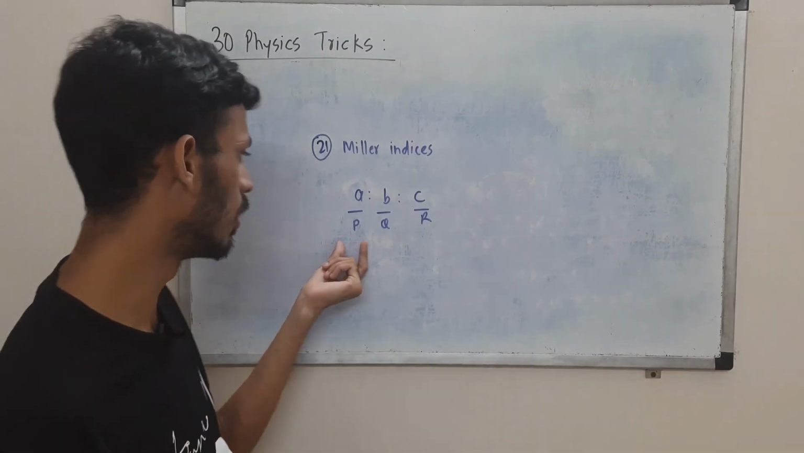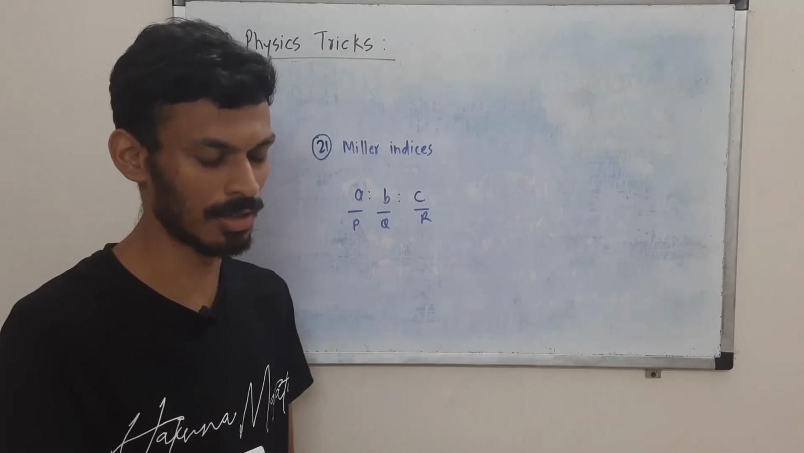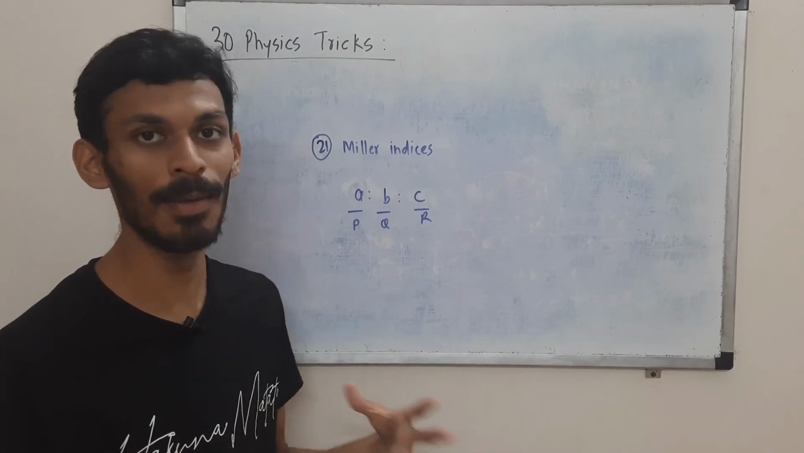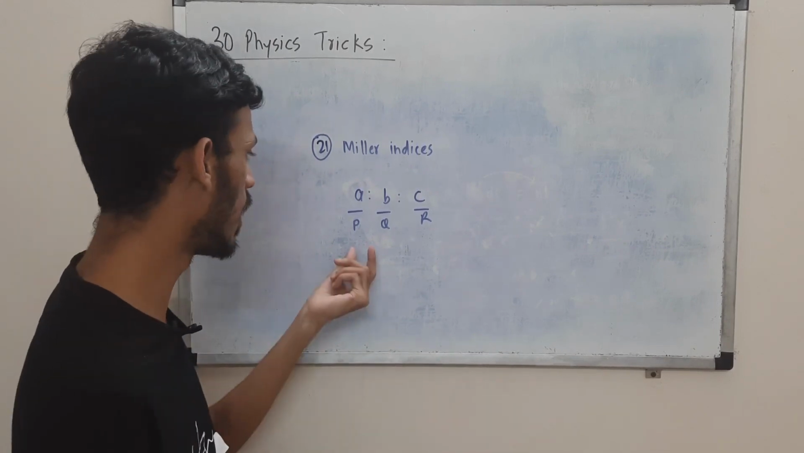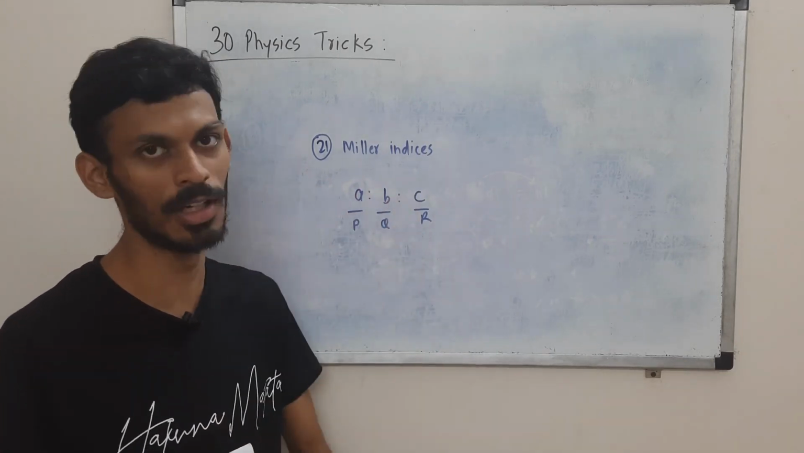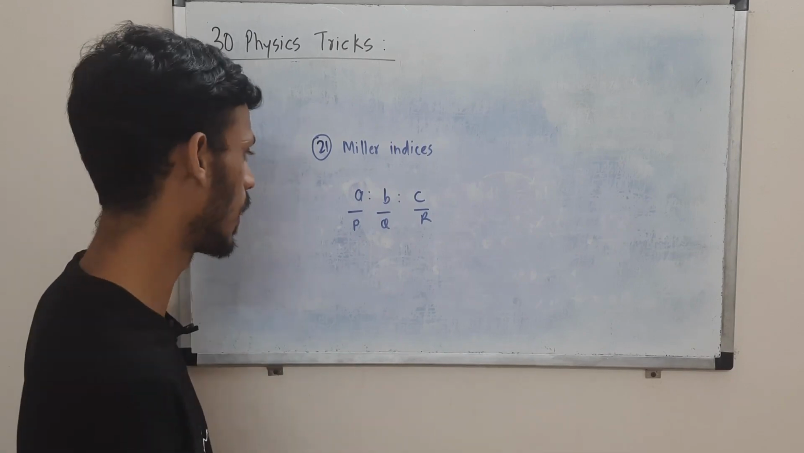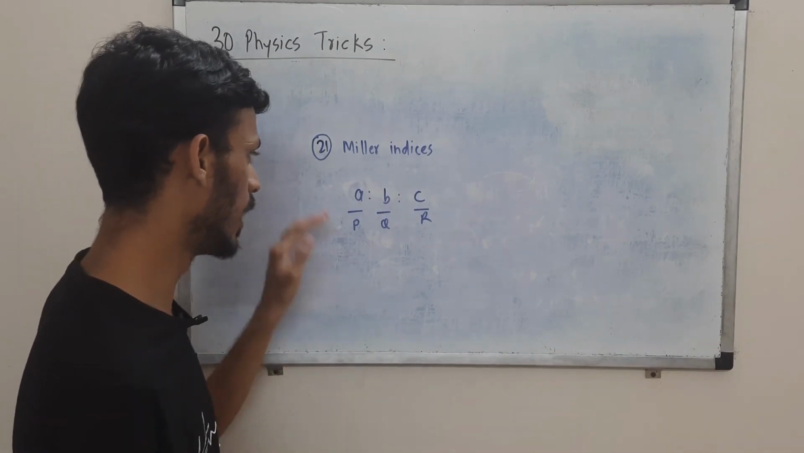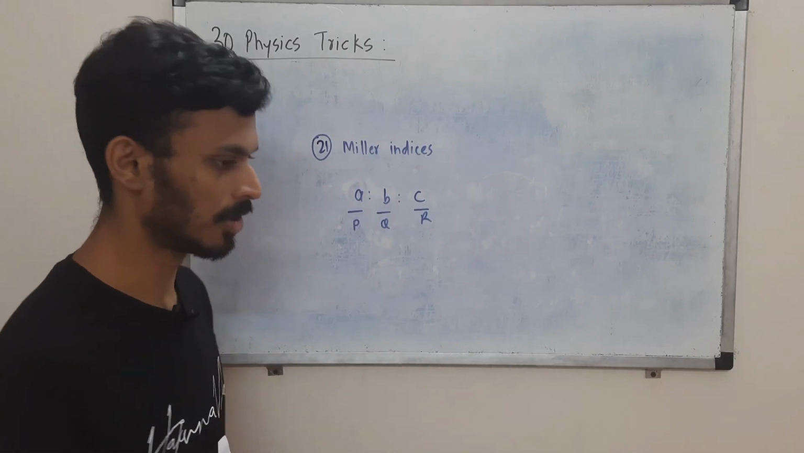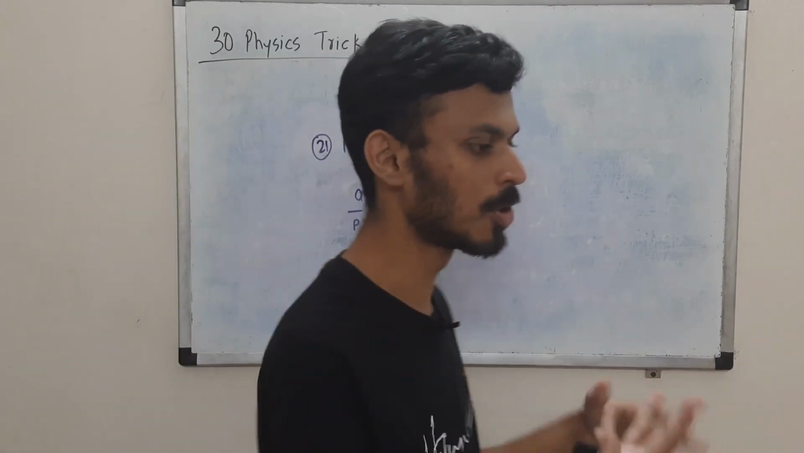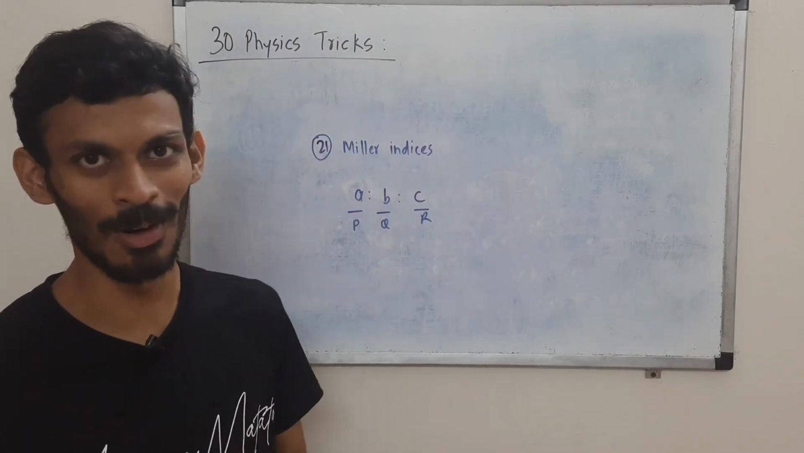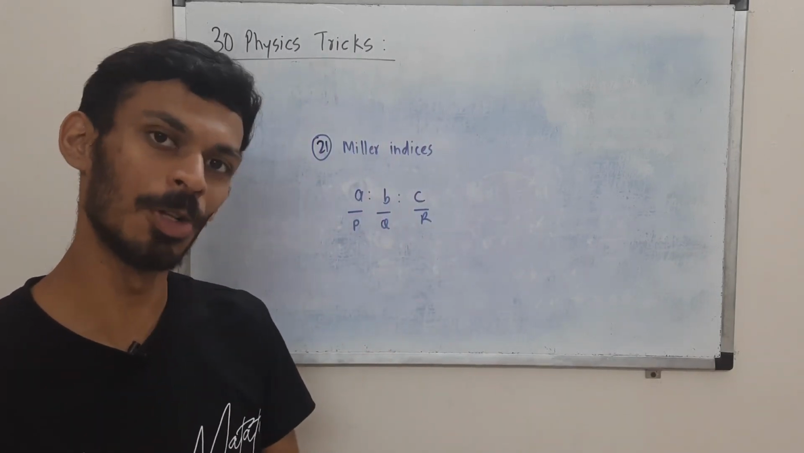You'll have a plane that will make intercepts on the a, b and c axes. So these are the intercepts. p is the intercept on the a axis, q is on the b axis and r is on the c axis, or xyz axis. So abc are your lattice parameters, pqr are your intercepts. Now that I have told you this, you might get confused whether abc is on top or pqr is on top. That type of confusion can also arise.